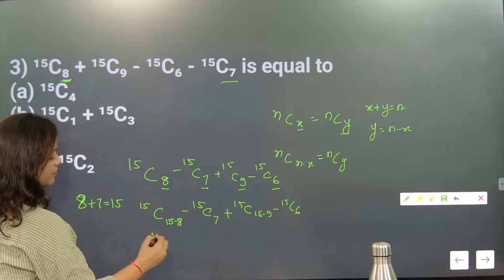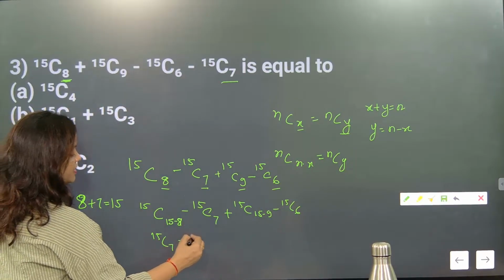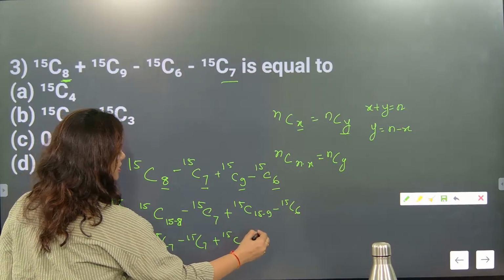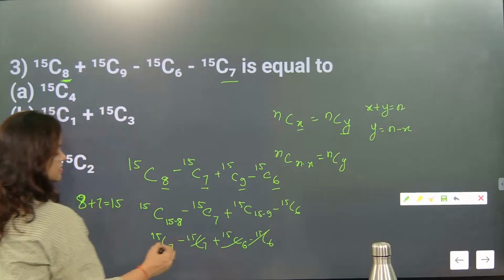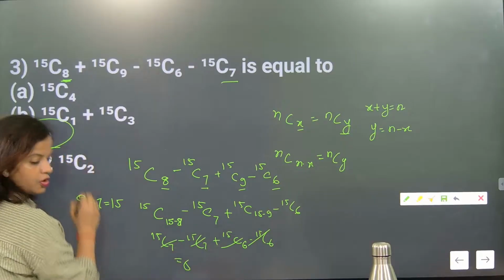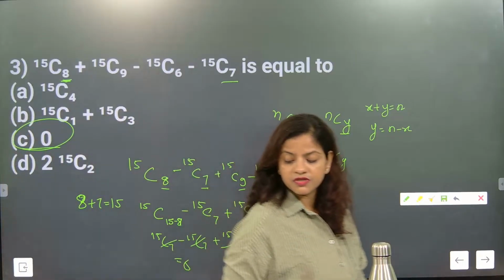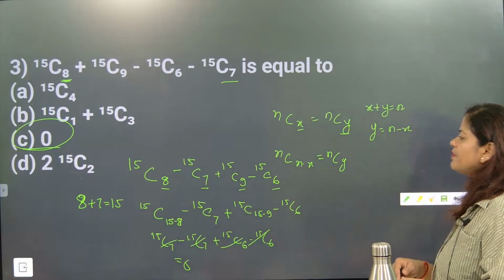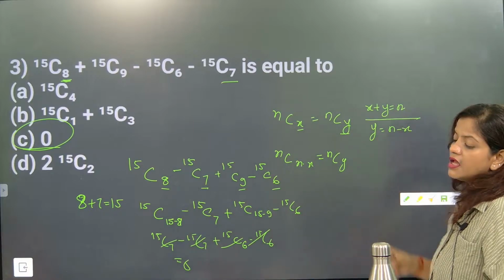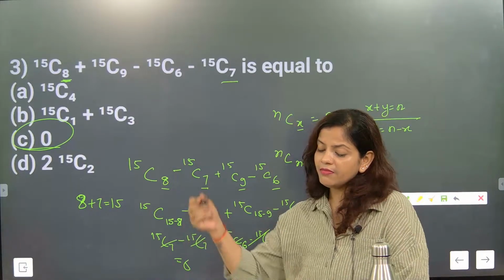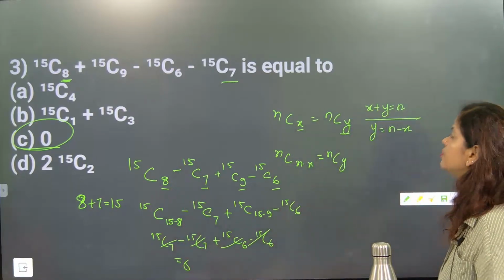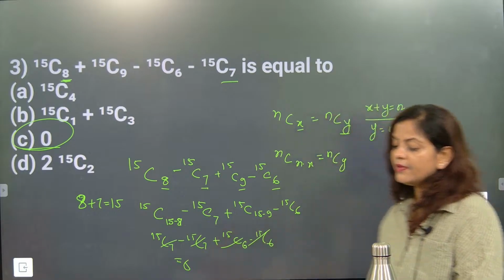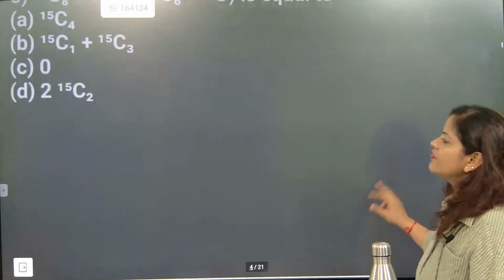Now beta, this part will become 15C7 minus 15C7 plus 15C6 minus 15C6. This cancels, answer is coming as 0. Option C is the correct answer. So this is a way to solve these questions. This is totally based on this formula where y will be equal to n minus x, and we will be able to solve this question like this. So now we will go for the next one.